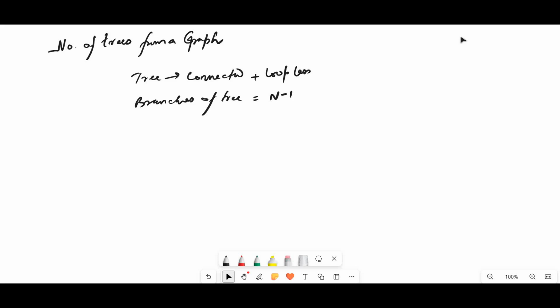So if a graph has n nodes, then the tree must have exactly n minus 1 branches. The formula for identifying the number of trees is given by the determinant of A multiplied by A transpose. So this gives the number of trees that we can draw from a graph, right? Now let's consider an example and try to identify how many trees we can draw.